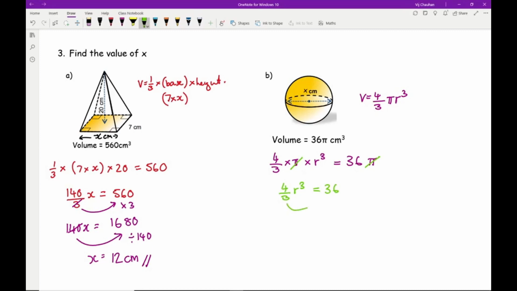So the first thing I'm going to do is get rid of the 3. And how do we get rid of 3? We do that by multiplying by 3. So I've got 4r cubed equals 36 times 3. So 36 times 3 is 108. I'm then going to get rid of the 4. So I've got r cubed equals 108 divided by 4, which gives me 27. And then if I cube root 27, which is a cube number, and which I should know off by heart, that gives me 3, and then just double check the units, so it's 3 centimetres. And again, I'm not going to write cube units because I'm not working out the volume, I'm working out a length, so that's why we're using single units.